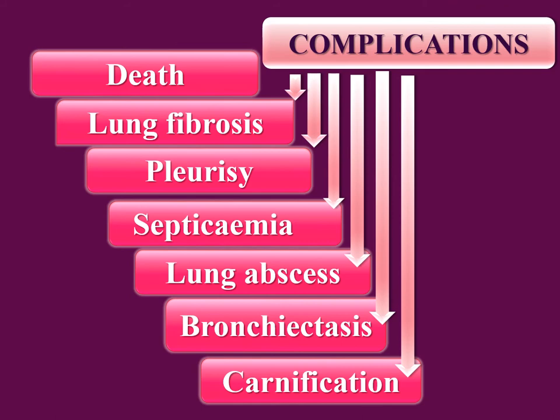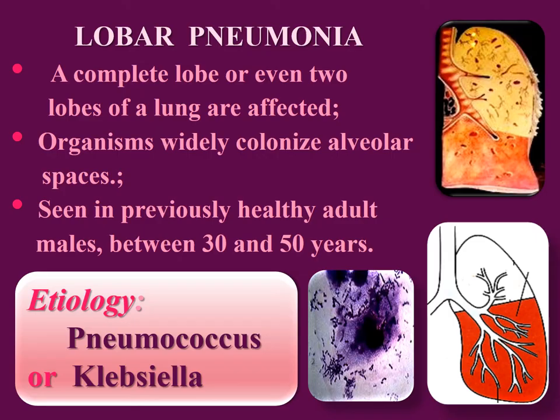Suppurative changes, lung abscess and empyema, occur in debilitated patients and especially in cases of aspiration pneumonia. Other complications we will discuss in the following slides. Lobar pneumonia. As the name suggests, in this condition, a complete lobe or even two lobes of a lung can be affected. The most striking change occurs in the alveolar tissue.